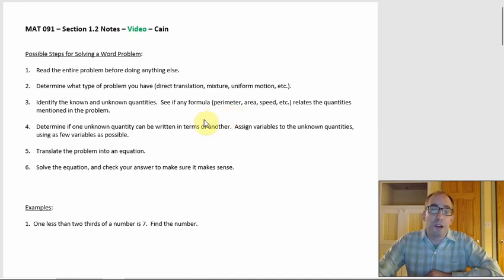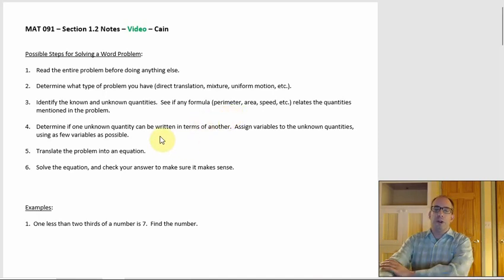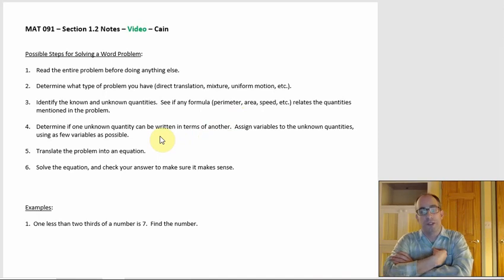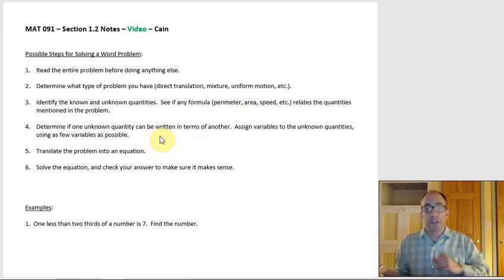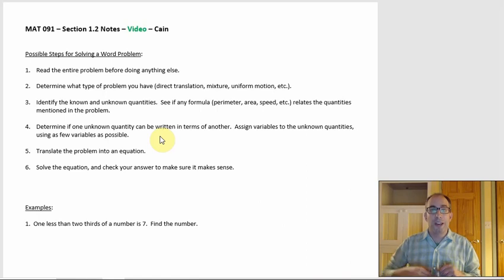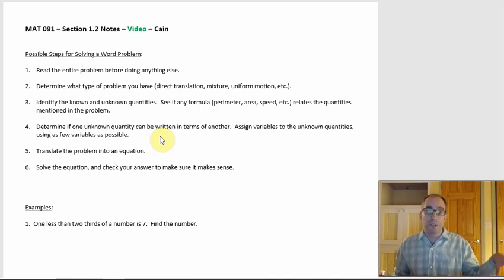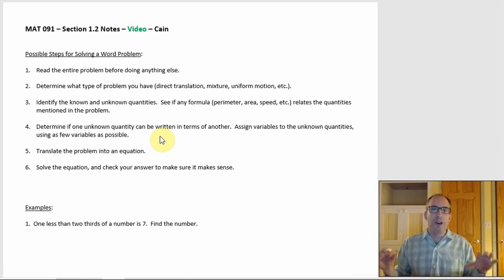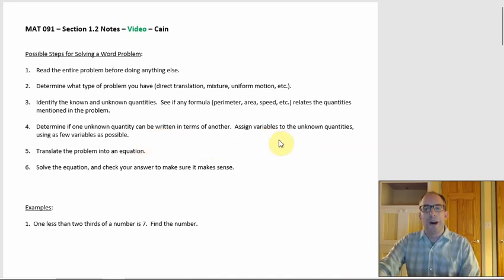And that segues right into this next thing: if one unknown quantity can be written in terms of another. That happens with things like perimeter, where sometimes it'll say the length is 3 times the width. Then instead of just having L and W in your formula, you could replace L with 3 times W. That's helpful, because the fewer variables you have, the faster you can solve the problem. That's why in the second sentence I put that when you assign variables to the unknown quantities, use as few variables as possible.